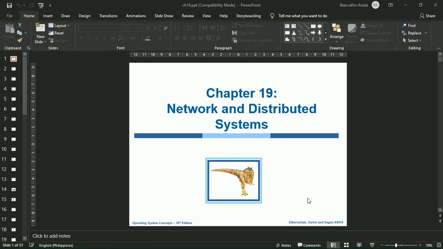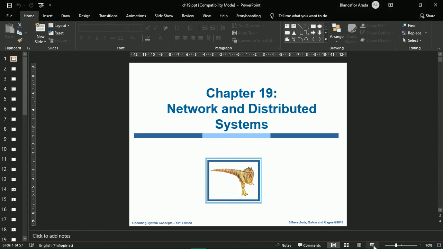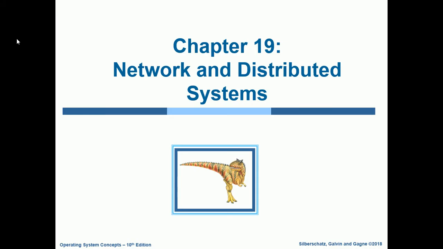So we're already on chapter 19 of the Operating Systems lecture series, which is all about network and distributed systems. So for discussion, we will be discussing all about the network systems and of course the more sophisticated, which is called the distributed system. So let's start our lesson. So again, chapter 19 is all about network and distributed systems.